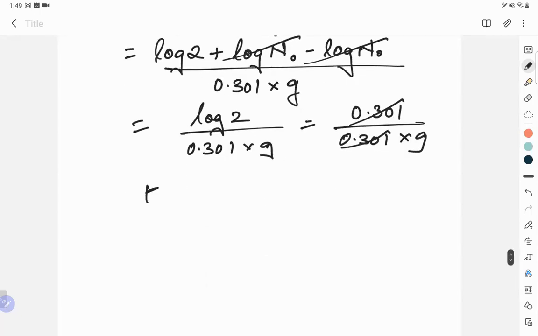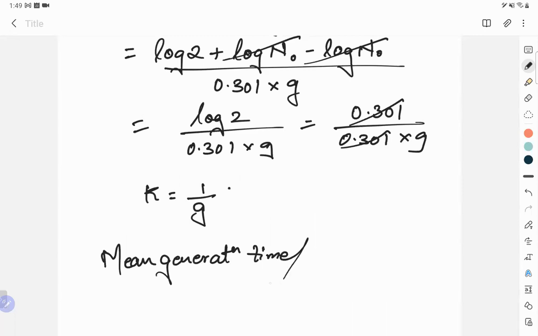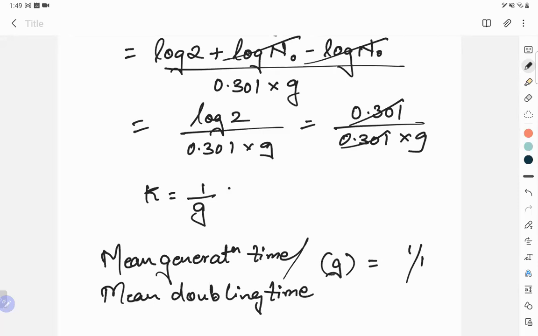Which means that if I have to find out what is the mean doubling time, if I have to find out the mean generation time or mean doubling time, it's going to be 1 by k. It's just switching them, isn't it? So if I have to find out the mean doubling time, I have to just find out the reciprocal of the mean growth rate constant.